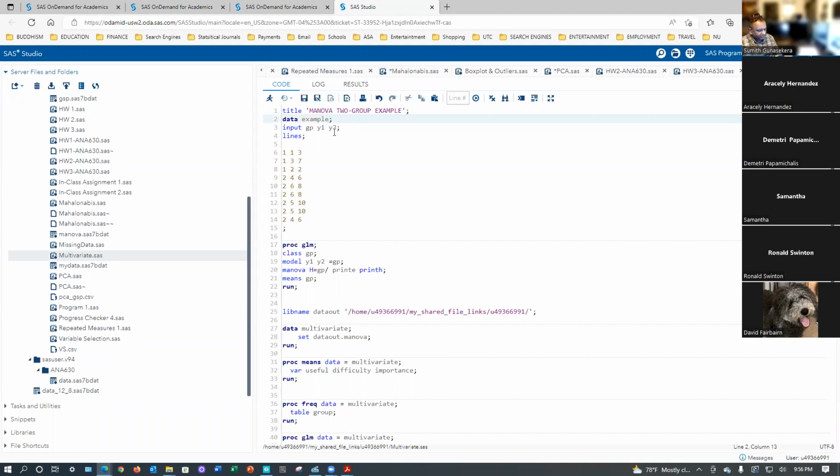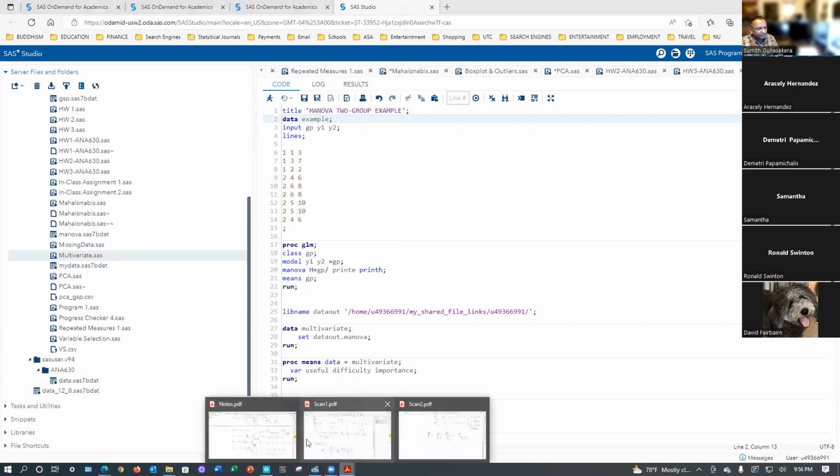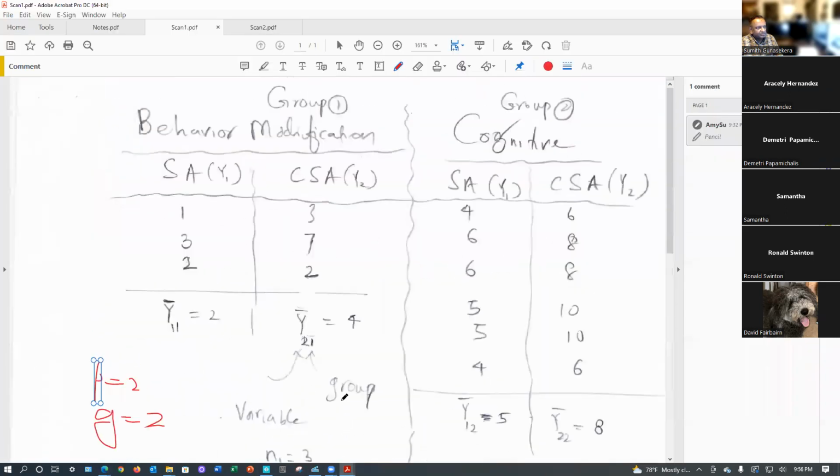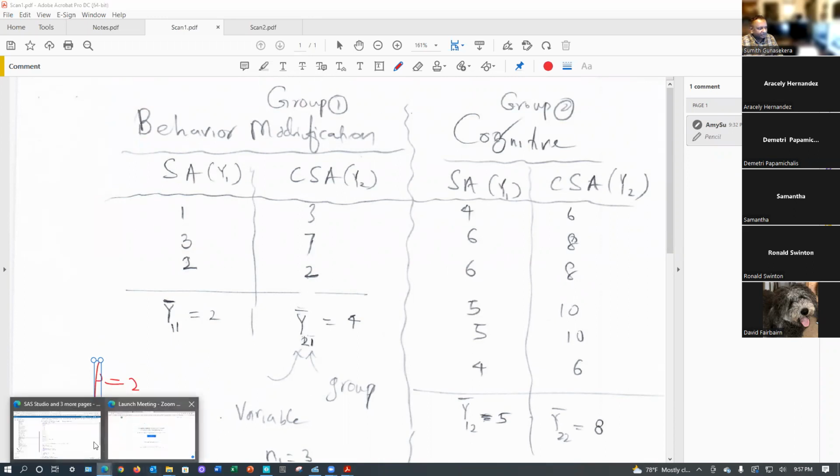Example, let's say example. So this example, I'm gonna go back to this. 1 3 2 3 7 2 4 6 6 5 5 5 4 6 8 8 8 1 0 1 0. Okay, let's go ahead and see how to set up this one.